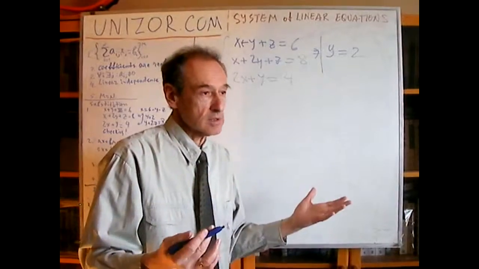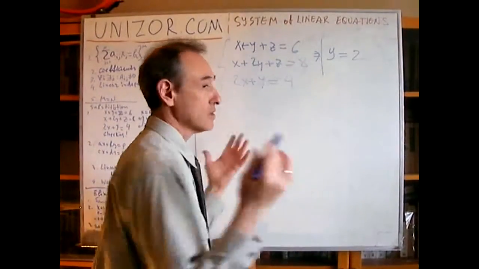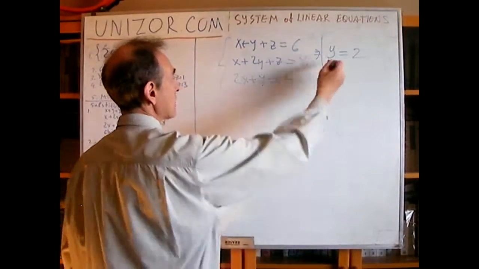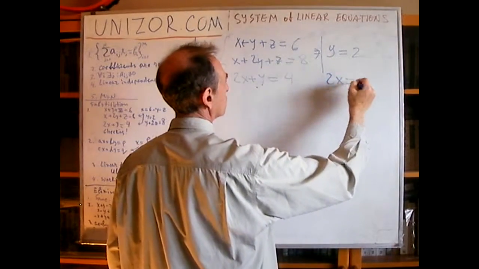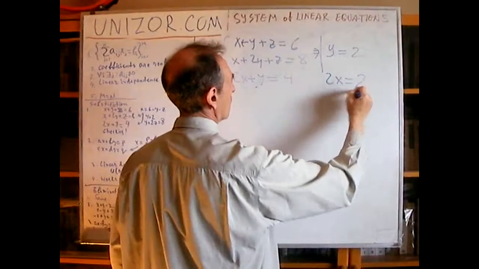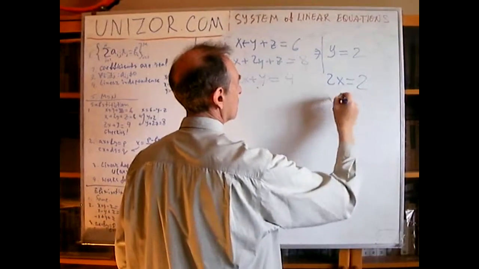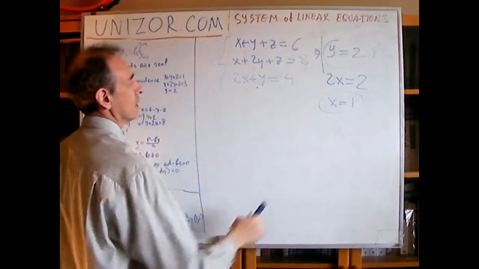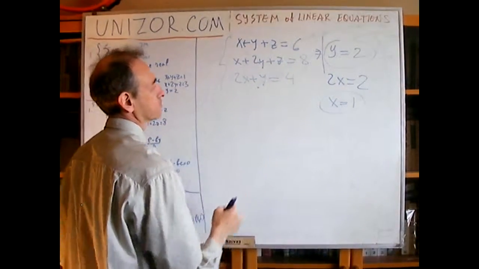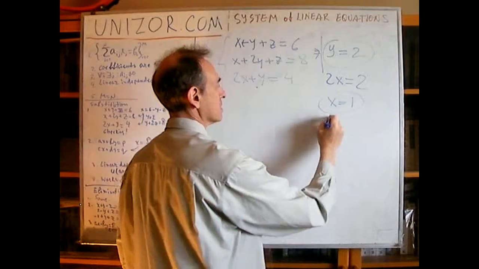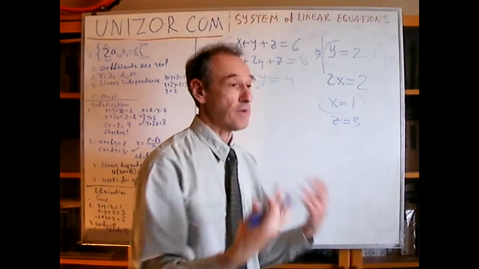I just noticed it. You know, call it ingenuity. Now, if you substitute it here, you will immediately get that 2x is equal to 2, and x is equal to 1. So this is the solution. 1 and 2, 1 and 2, so this must be 3. Right? So z is equal to 3. This is a faster method.